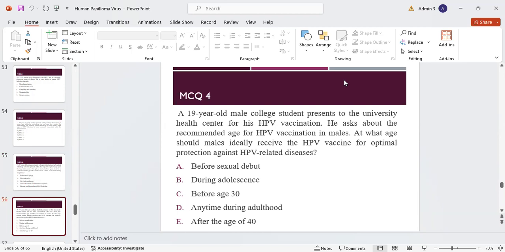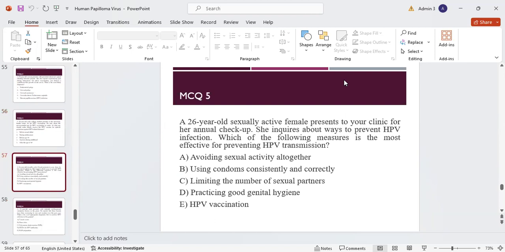B is the right answer. A 26-year-old sexually active female presents to your clinic for her annual checkup. She inquires about ways to prevent HPV infection. Which of the following measures is the most effective for preventing HPV transmission?